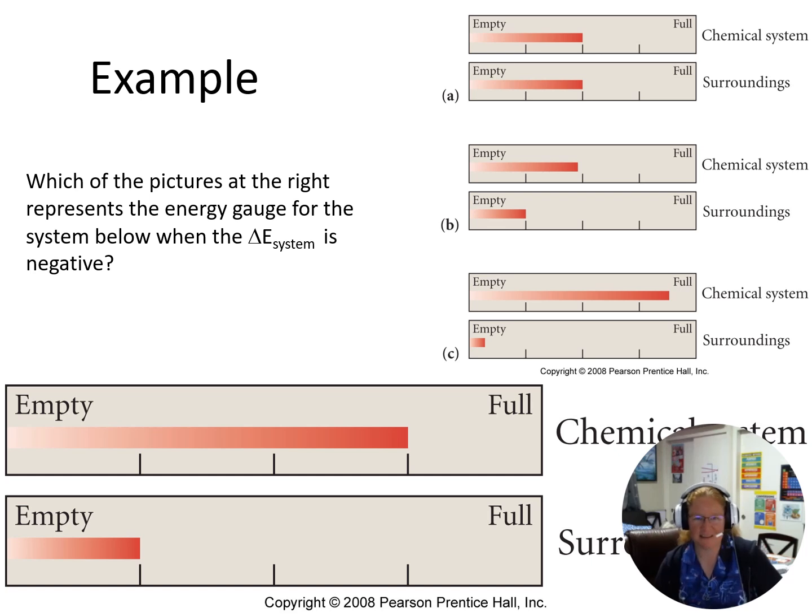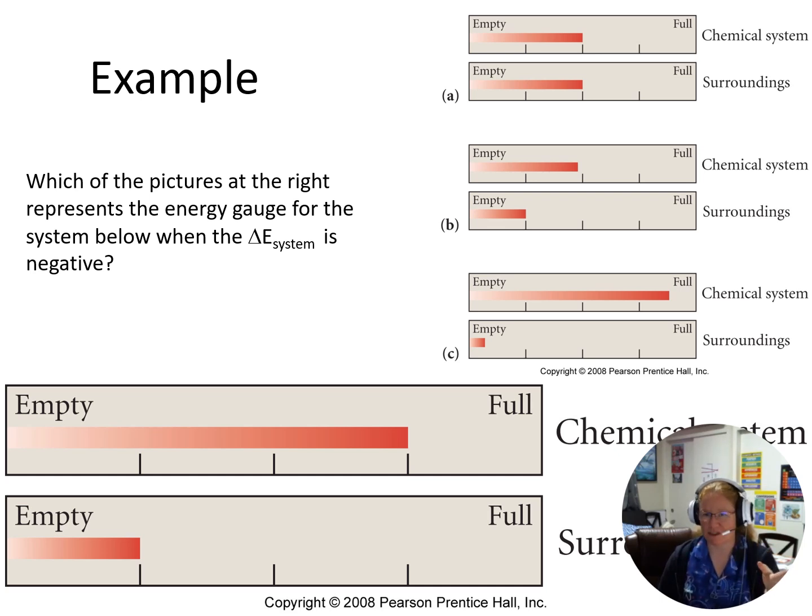So we can look at something like this. I've got this picture down here where I've got my system and my surroundings, and I want to know A, B, or C, which one's going to represent when the system is losing energy. So the system's going to give off and the surroundings are going to gain. My initial conditions, I have 3/4 tick marks for my system, and my surroundings I have 1/4 tick mark. And so is there a picture A, B, or C where they change by an equal amount? The system goes down because we want a negative delta E, and the surroundings go up.